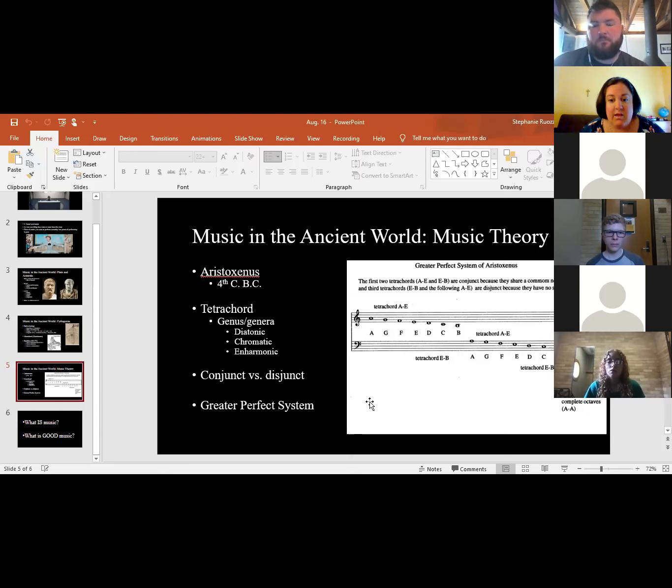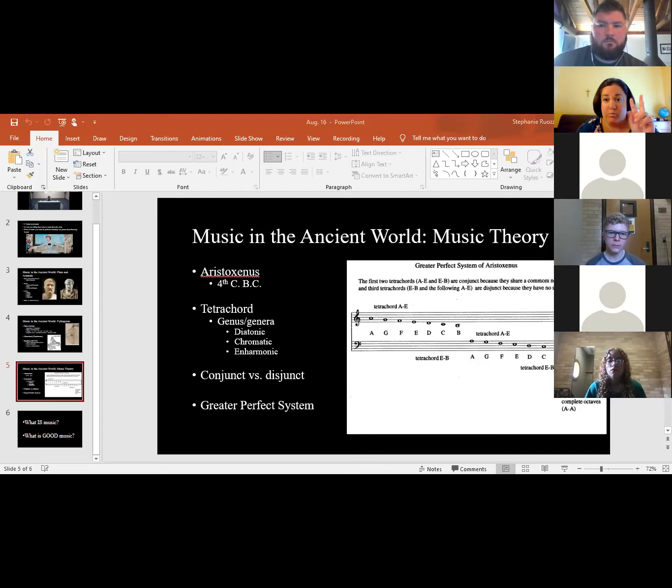Cool. Just know those 3 types and know that enharmonic is the one that sounds freakiest to us. Because no melody is going to be just 4 notes, right? So we're going to have to stack tetrachords next to each other to comprise melodies.